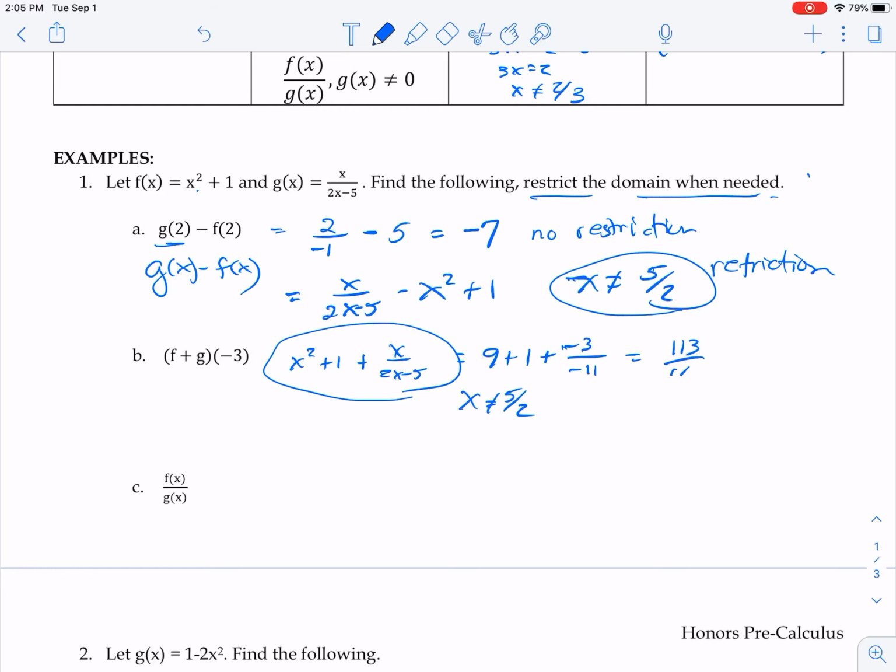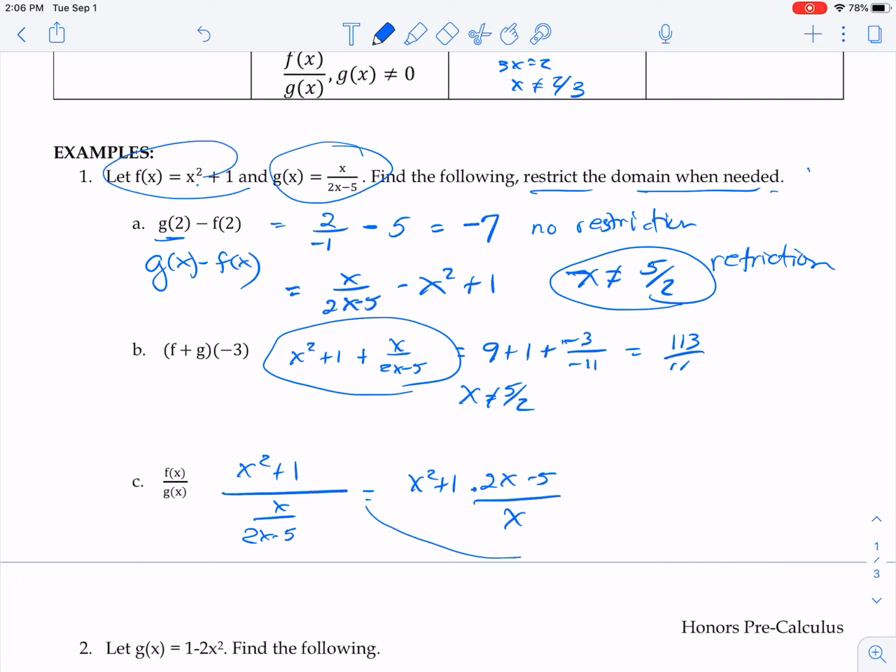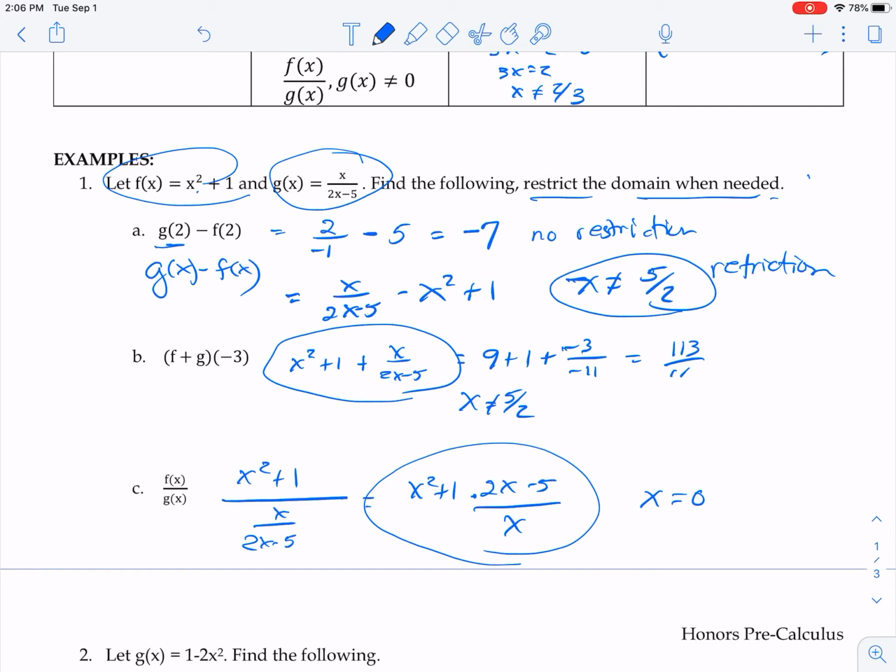Okay? This time I'm going to divide. f of x is on top. This is x squared plus 1 divided by x over 2x minus 5, which is the same as x squared plus 1 times its reciprocal, 2x minus 5 over x. In this case, my domain is going to be restricted to the restrictions on g and the restrictions on f and the restrictions on that. So x can't equal 0 because 0 is in the denominator. x can also not equal 5/2 because it's not included in the domain of g in the first place. A little confusing. Pay attention to the domains you start with.